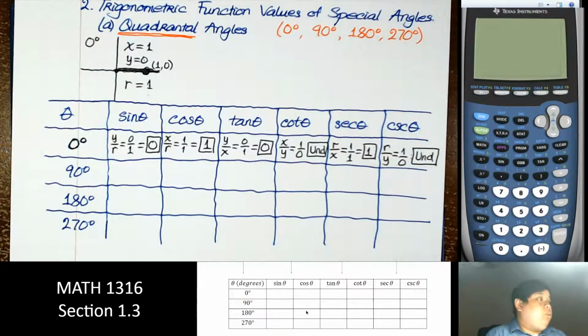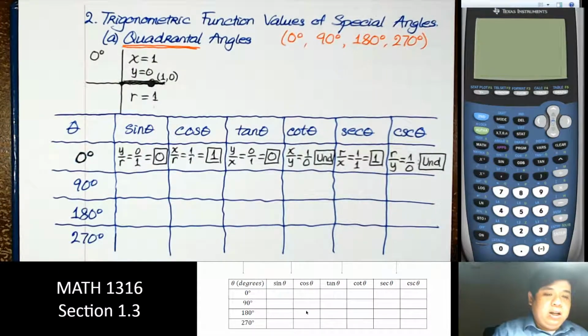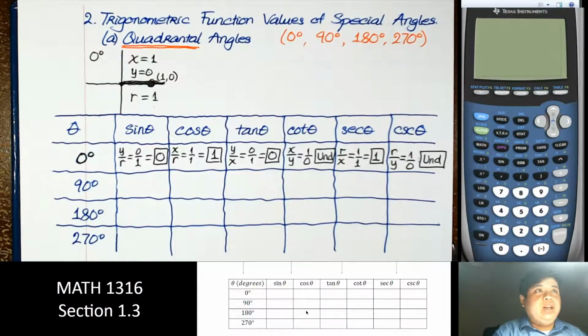Right. So pretty easy. For 0, 90, 180, and 270, we just pick a point, choose the x, y, and r values, and then we use the definition. So that's what we have.